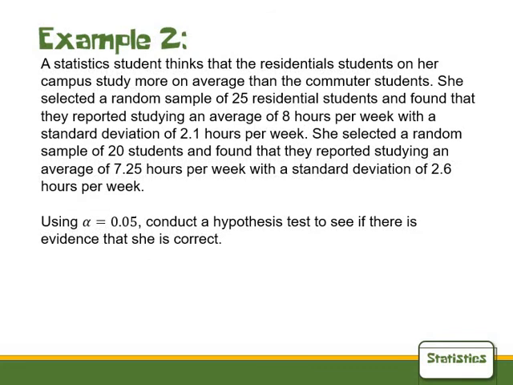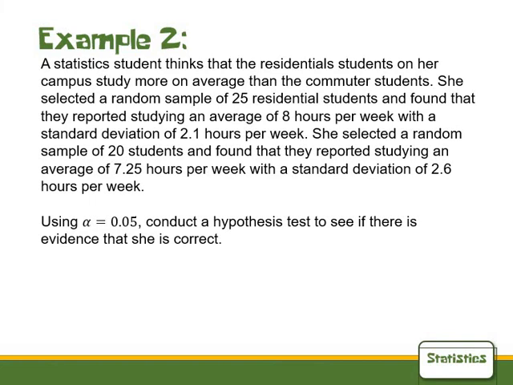So let's look back at our studying example. It's the exact same paragraph at the top. You've got a statistics student who thinks residential students are going to study more than the commuter students, and we have the same numbers as the previous problem. We have a sample from the residential students of size 25 with a sample mean of 8 hours per week and a sample standard deviation of 2.1 hours per week.